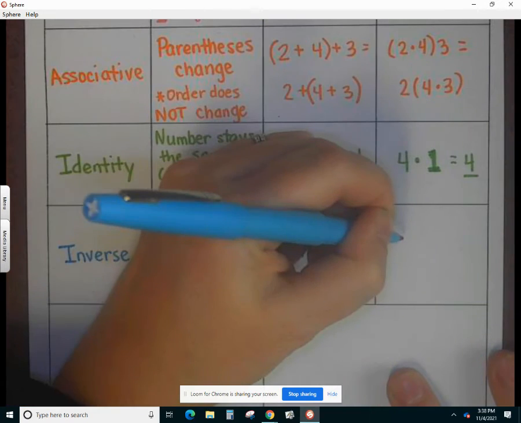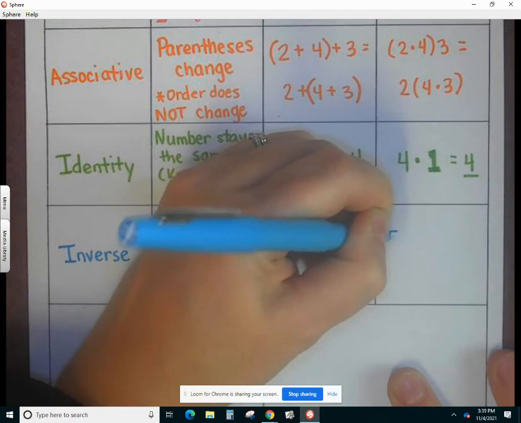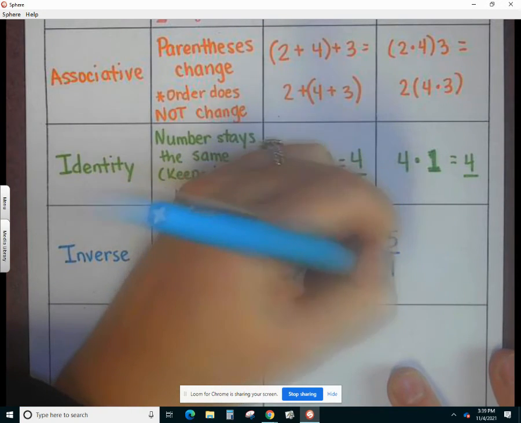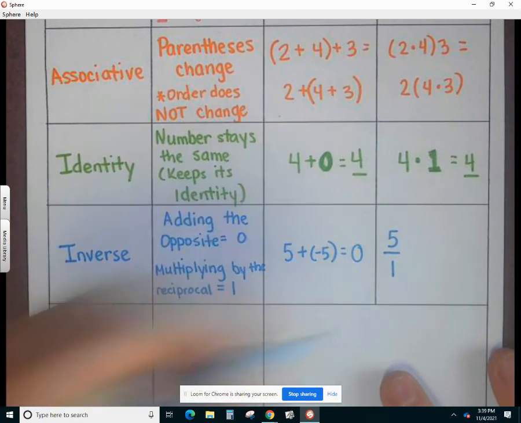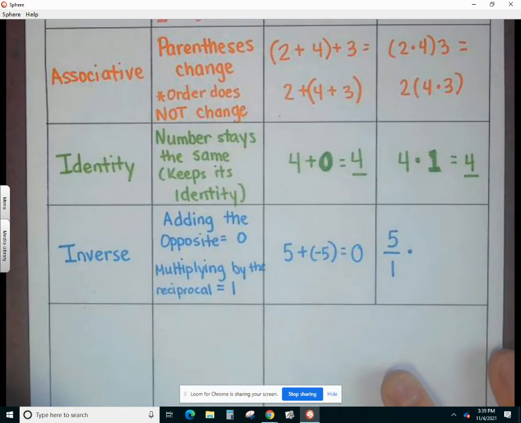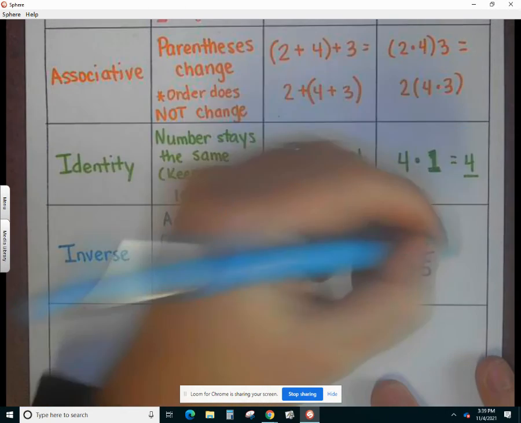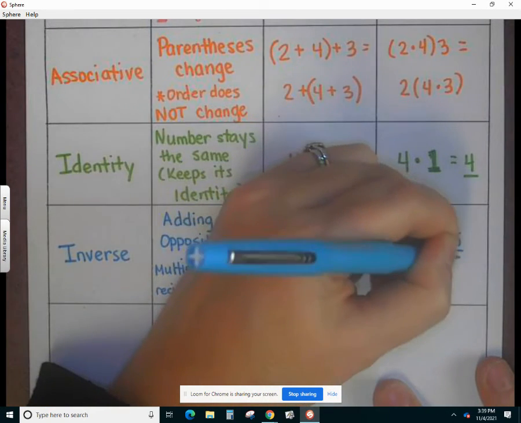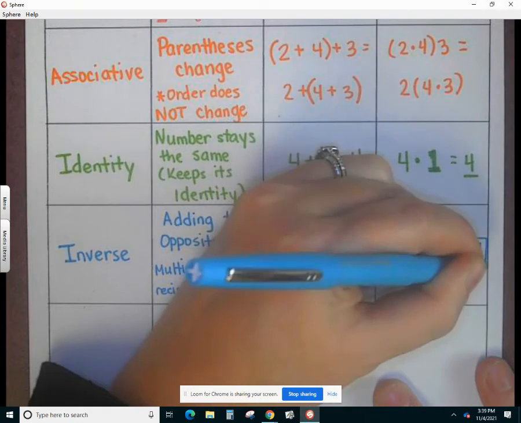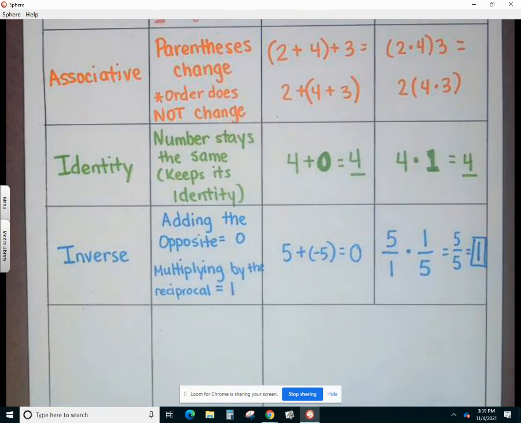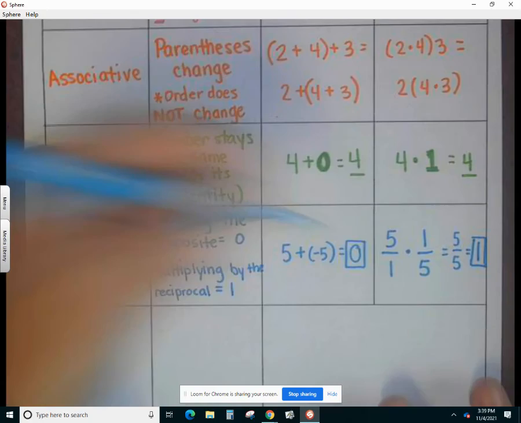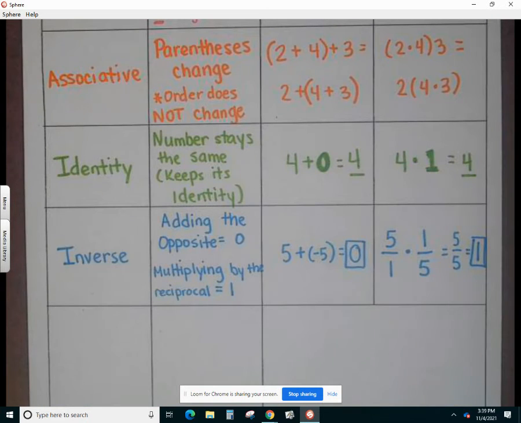So for instance, if I had the number 5, that would be the same thing as 5 over 1. So the reciprocal would be 1 over 5. So I flipped it. So when you multiply by the reciprocal, that gives you 5 over 5, which is just 1 whole, right? So adding the opposite gives you 0. Multiplying by the reciprocal gives you 1.